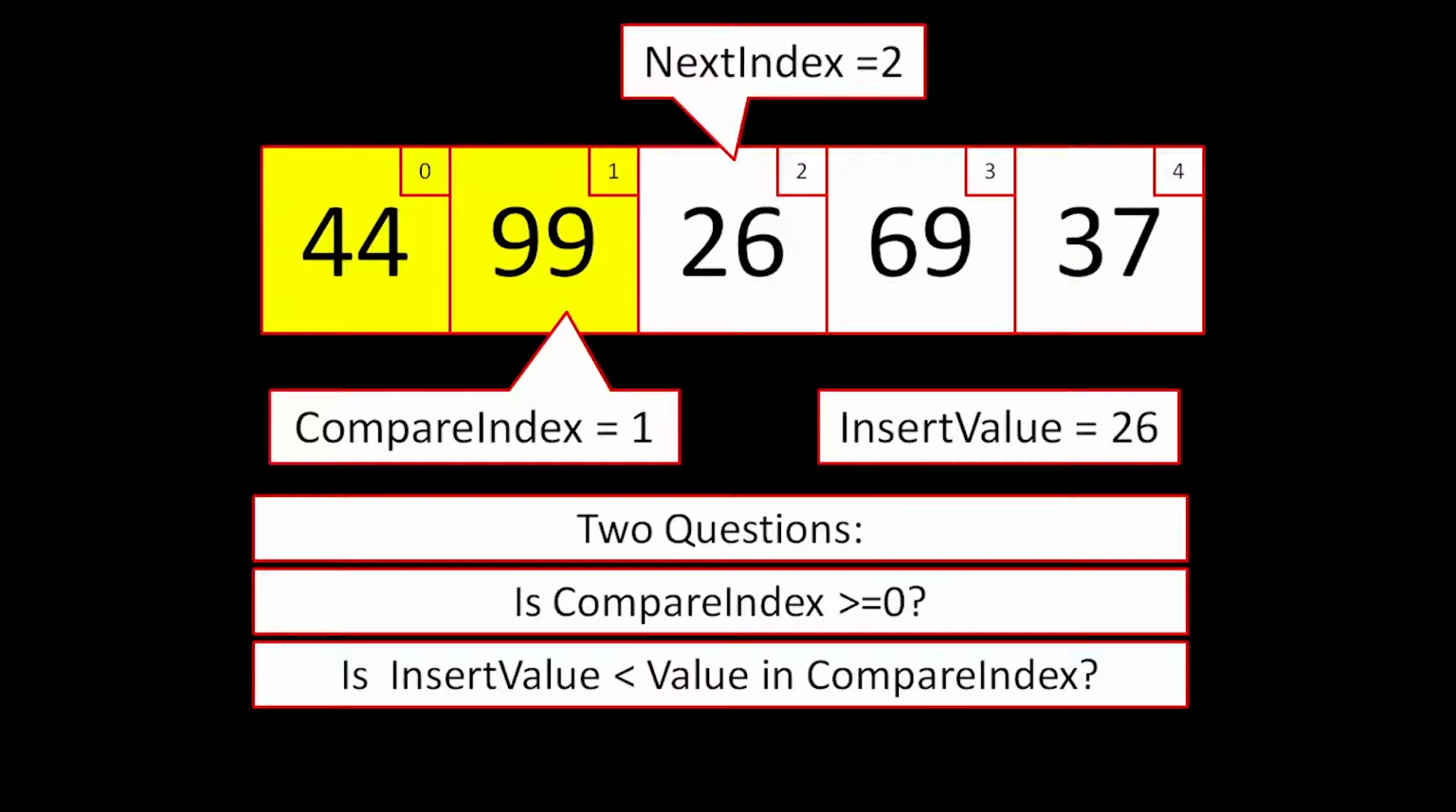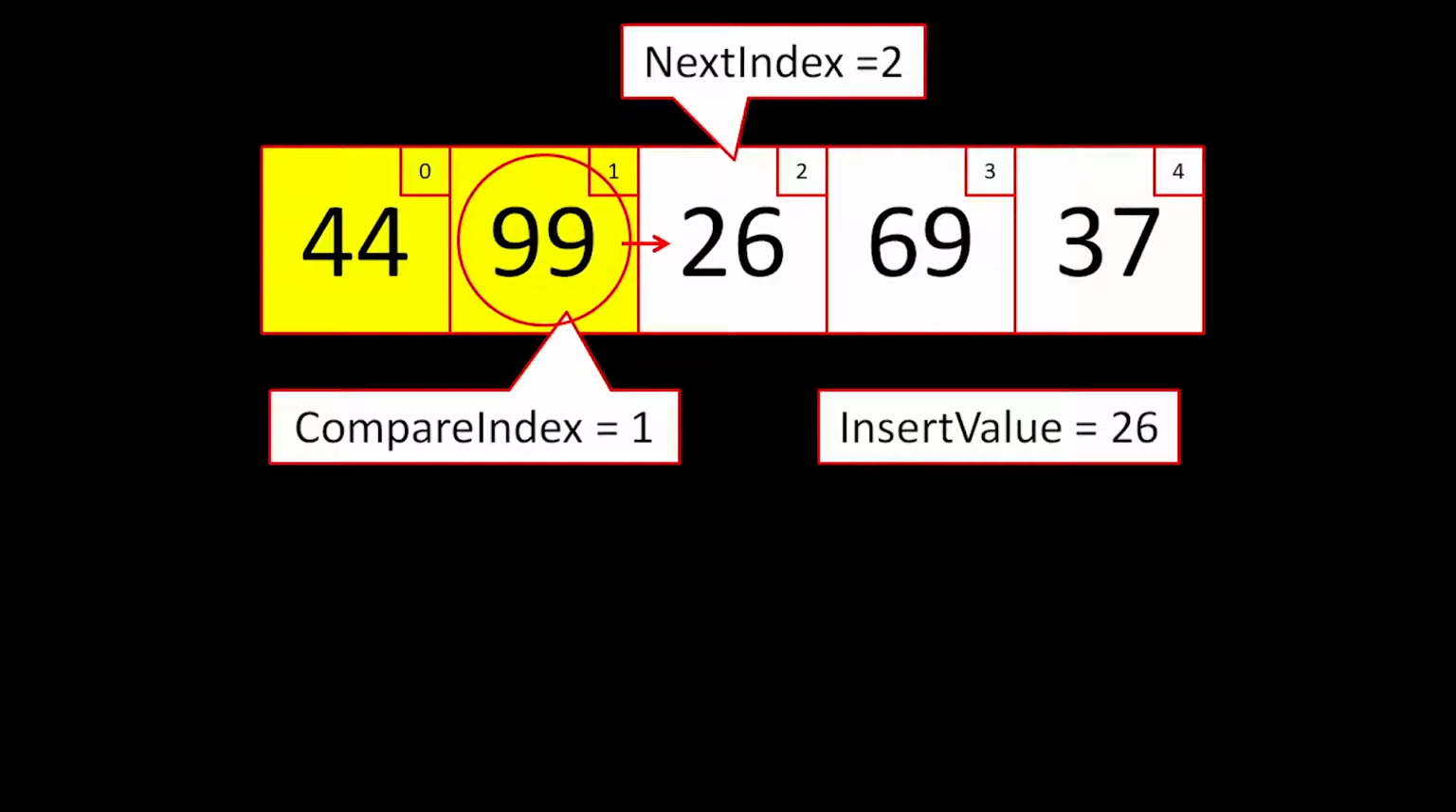Is insert value less than the value in compare index? Insert value is 26, and the value in compare index is 99. 26 is less than 99. Since both of these questions are true, we will copy the value that is in compare index to the location of compare index plus 1. Next, we will subtract 1 from compare index. Compare index is now 0.